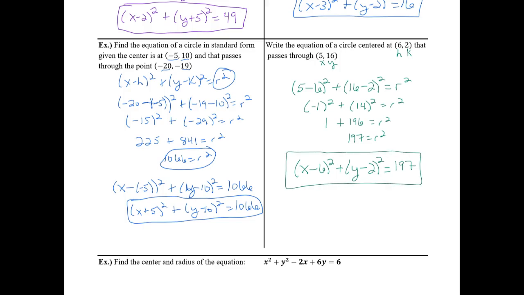So x minus h squared plus y minus k squared equals r squared. There's our standard form of the equation.